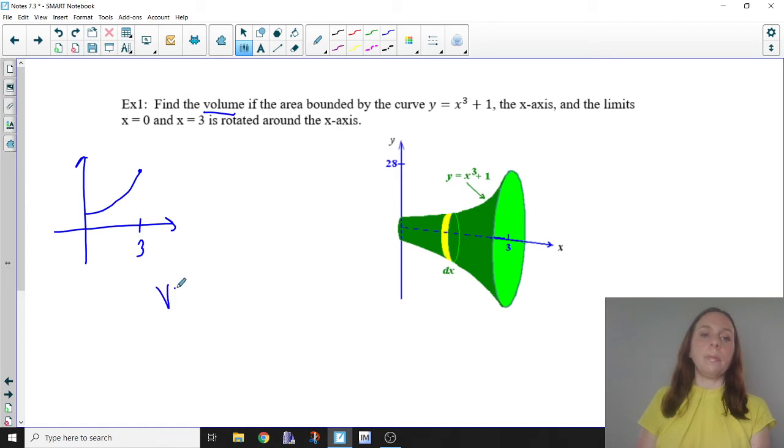Well, for the disk method, you can see that the cross section is circular, and so we are using what's called the disk method here. It always starts with a pi, then an integral over the interval. This one is 0 to 3. Capital R is going to be the radius of the cross section, which in this case is just going to be the function. So we're going to have capital R of x be x cubed plus 1, squared, dx.